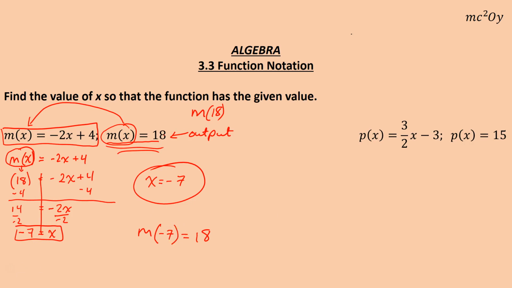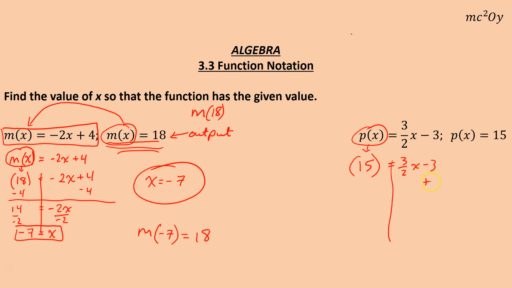Okay. So if we go over here and look at this one, P of x. P of x is 15, so that means I'm going to put 15 in for P of x. So 15 replaces the P of x. That is equal to 3 over 2 x minus 3. Now I know that some people get freaked out about the fractions. Don't get too freaked out. Okay, so what we're going to do is solve.